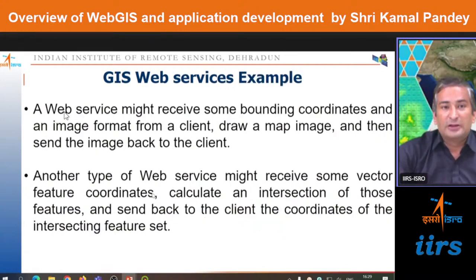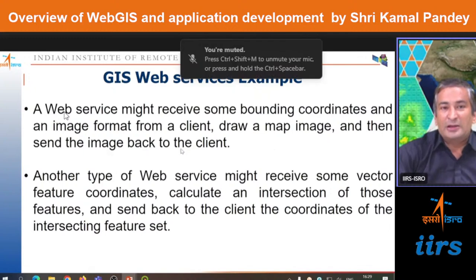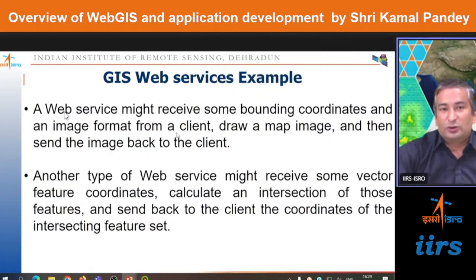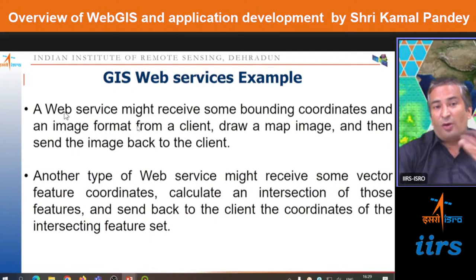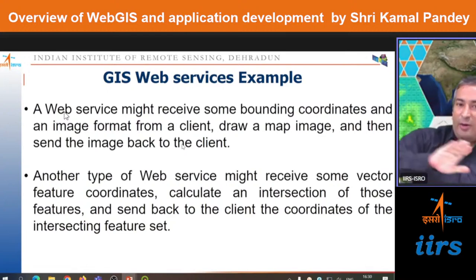If you say some examples, a GIS web service might receive some bounding box coordinates and an image format from the client, draw a map, and then send the image back to the client. So a request is coming as a bounding box and a format of the image, in which format I want it. Then it will draw an image and send it back to the client. So the client is only sending the bounding box and the format. The rest of the work your web service is doing, fetching the data or drawing the image and then giving it back to the client.